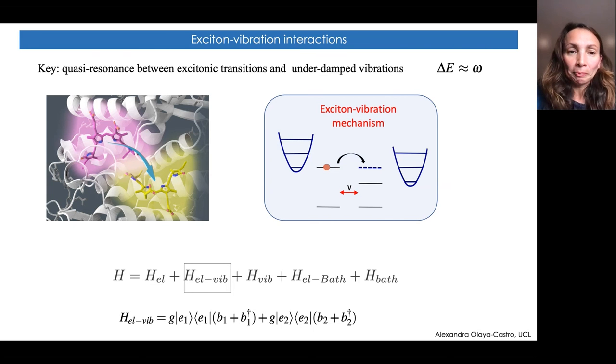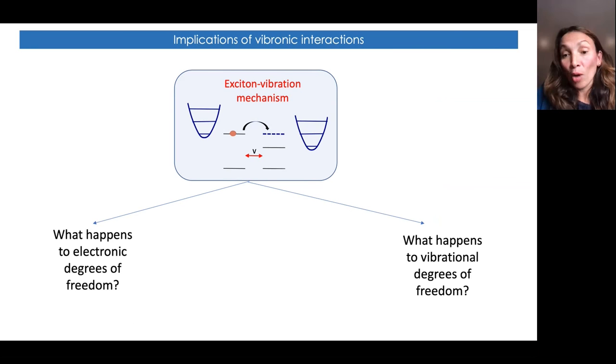One of the problems we have addressed is that if you have these exciton-vibration interactions in these systems with this quasi-resonance process, which means you have vibrations with energy quanta that bridge, more or less, the energy gap between different electronic degrees of freedom in the excited state, then we would like to understand how these interactions will manifest and affect the physics of the electronic degrees of freedom, but also the physics of the vibrational degrees of freedom.